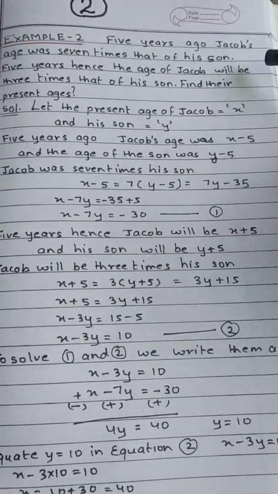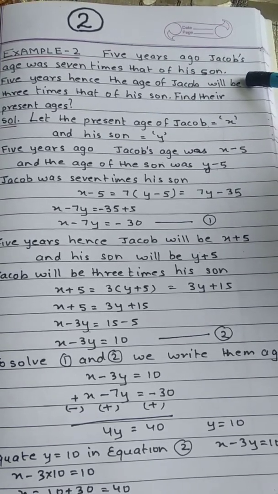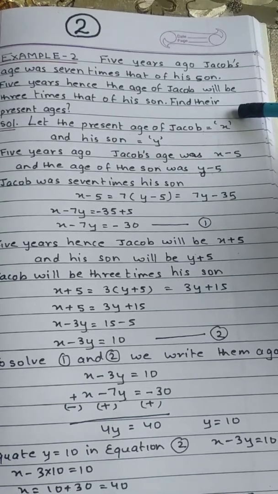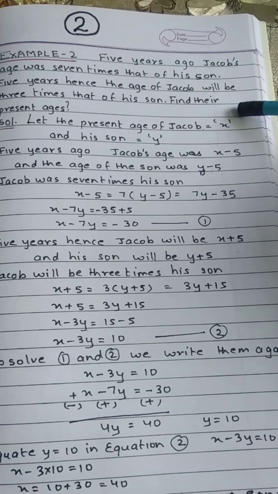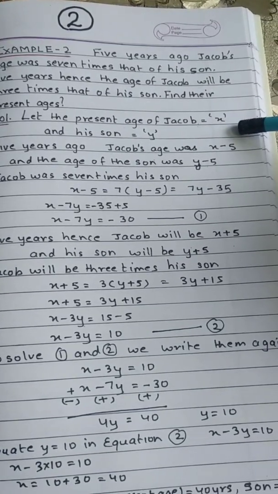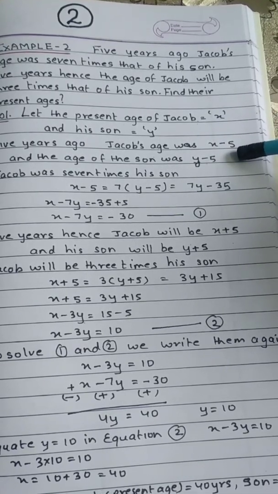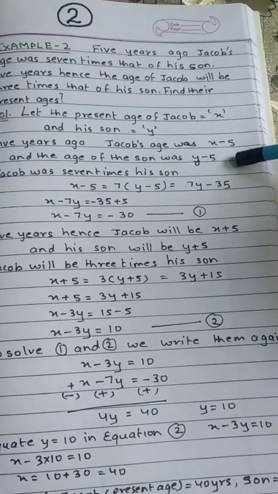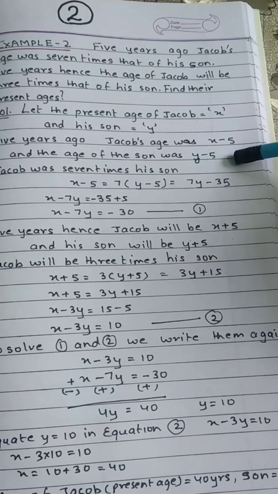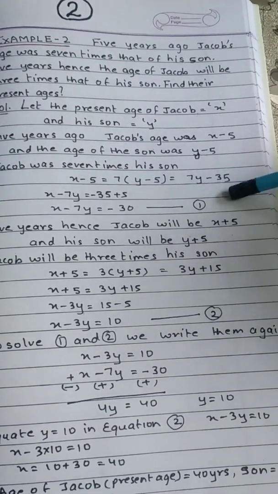Example 2. 5 years ago, Jacob's age was 7 times that of his son. 5 years hence, the age of Jacob will be 3 times that of his son. Find their present ages. Let the present age of Jacob be x and his son be y. 5 years ago, Jacob was x minus 5 and son was y minus 5. Relation was Jacob was 7 times his son. x minus 5 is 7 times y minus 5.